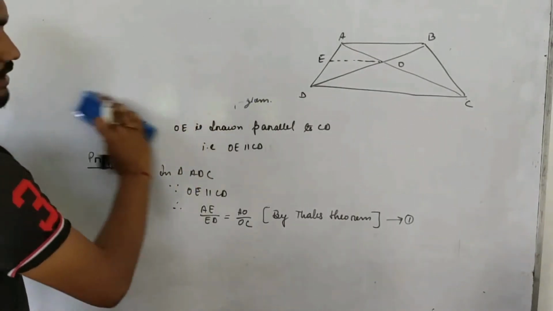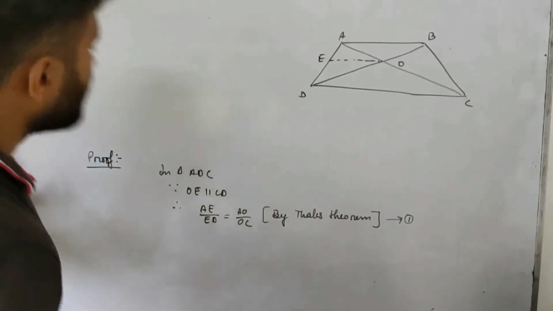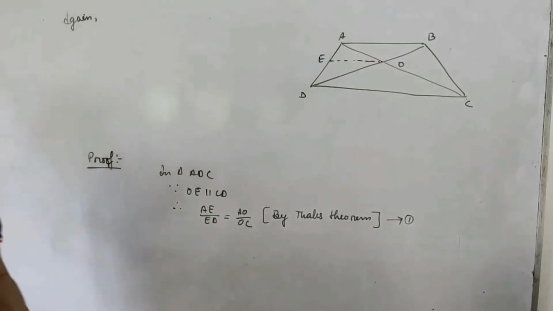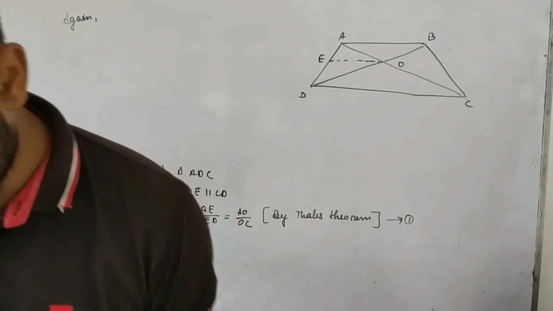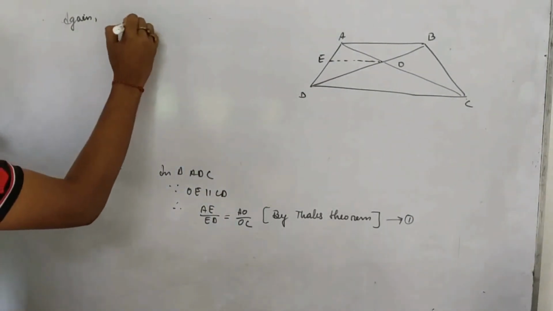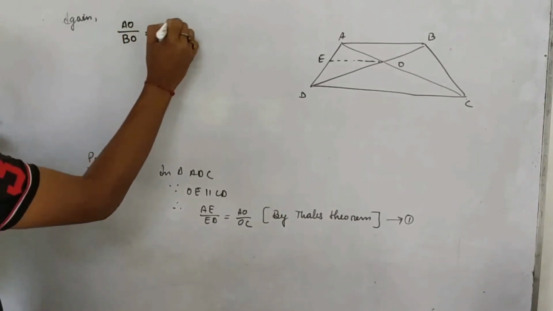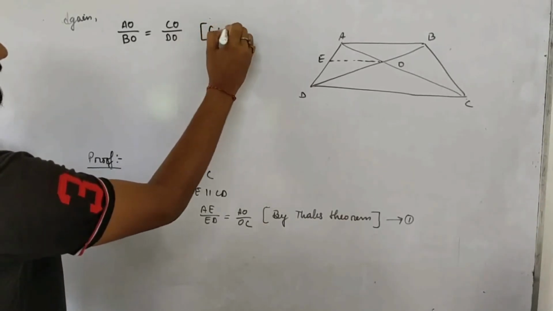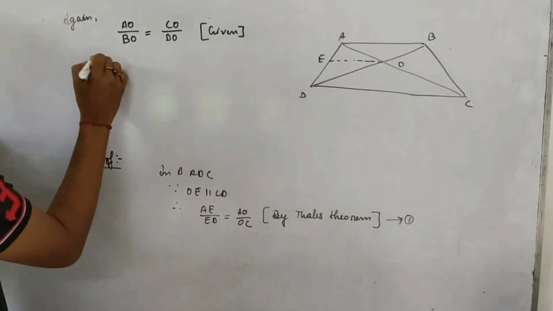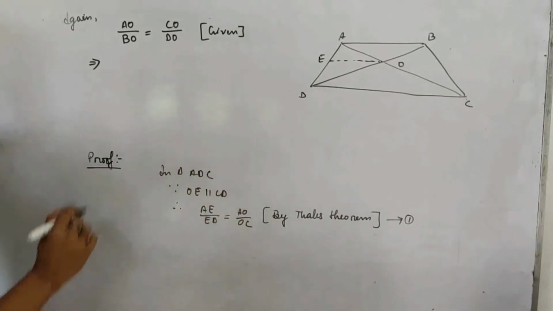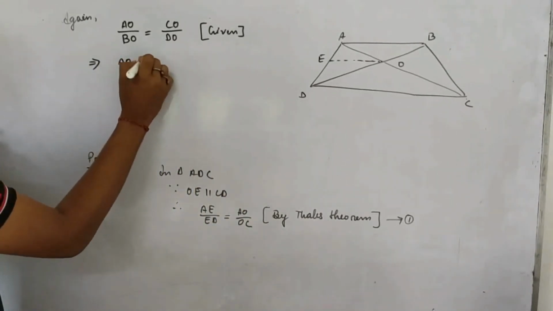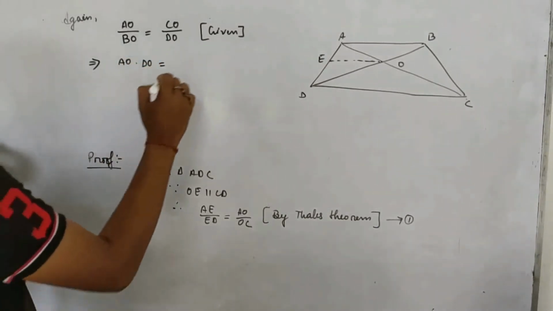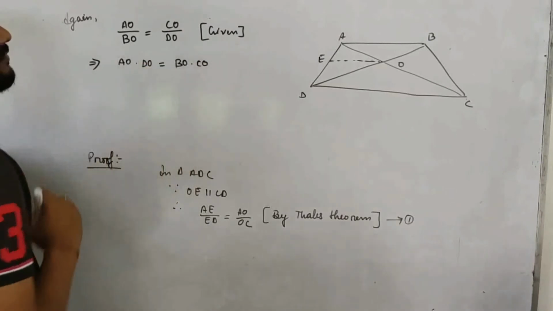So I will write what? But again, what is given? That AO by BO is equal to CO by DO. Again, AO by BO will be equal to CO by DO. It is given. I will write over here, given. This thing is already given. But I have to arrange this one. How? AO by OC. So I will cross multiply: AO into DO will be equal to DO into CO.